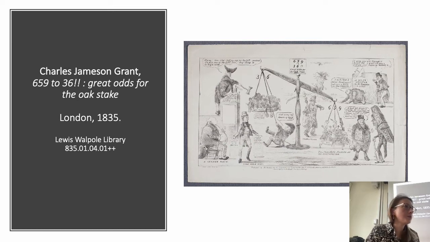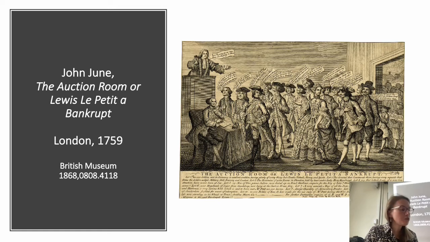And that's going to be my starting point, the fact that this is such an adaptable theme that it is also very often overused. It's going to be used for a wide range of subjects, from parliamentary politics to military defeats. For example, here you have a satire on the 7 Years' War and the French financial difficulties after military and naval disasters. This one is called The Auction Room, or Louis le Petit, a Bankrupt. And it's even going to be used for adultery gossip during the Queen Caroline affair.